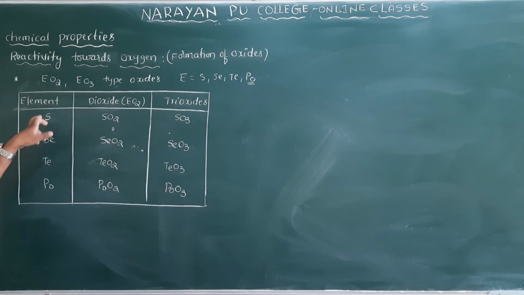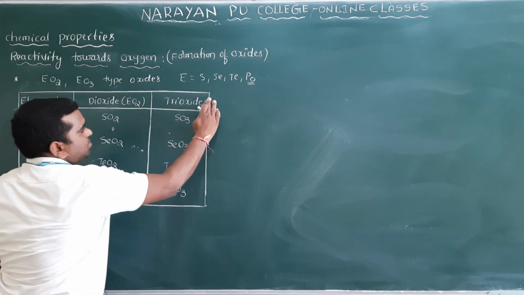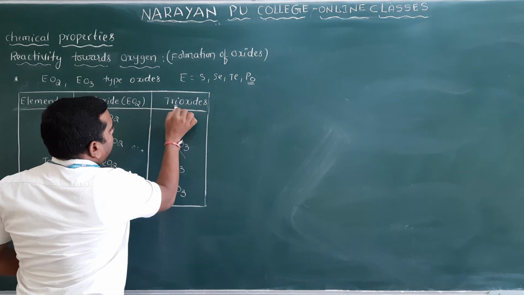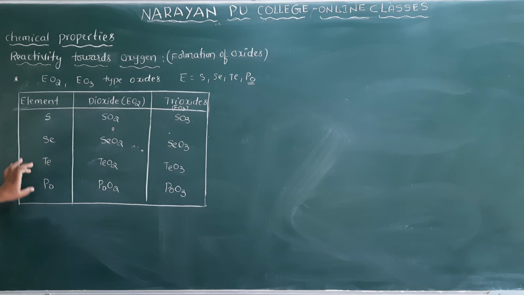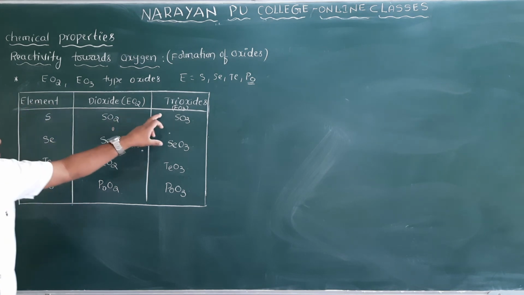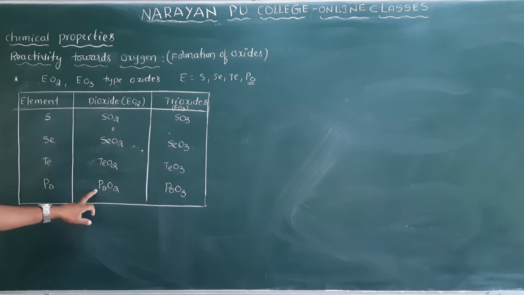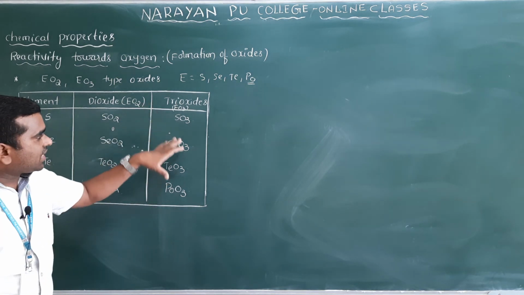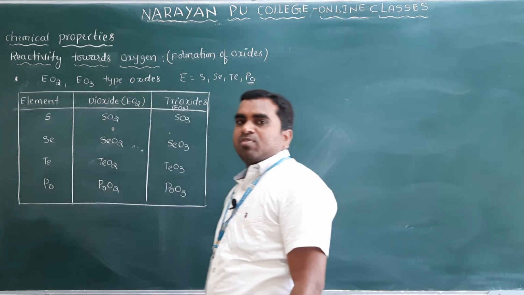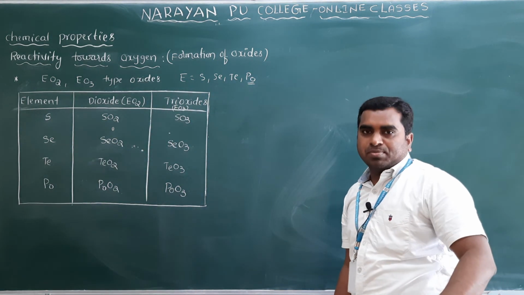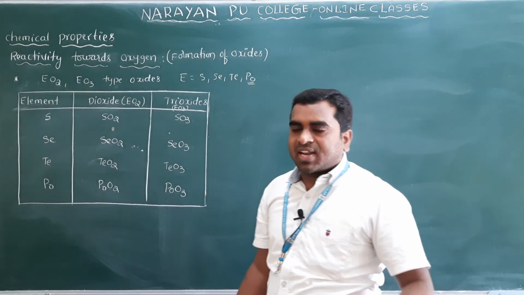Clear? So that's why I have not written oxygen here. Sulfur can form dioxides and trioxides. For trioxides, the formula you can write is EO3. Clear? So all the elements can form the dioxides and also the trioxides: sulfur dioxide, selenium dioxide, tellurium dioxide and polonium dioxide. In the same way trioxides also. So the 16th group elements form how many types of oxides? Two types. One is dioxides and another one is trioxides.